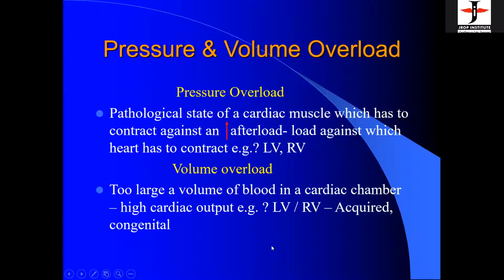Similarly, in mitral regurgitation, the left atrium gets blood from two sources, from the pulmonary veins and from the left ventricle. So these are some of the volume overload conditions. And remember, in volume overload, to accommodate this extra volume, the chamber enlarges in size. These words will be coming up repeatedly, and this will be further explained later.